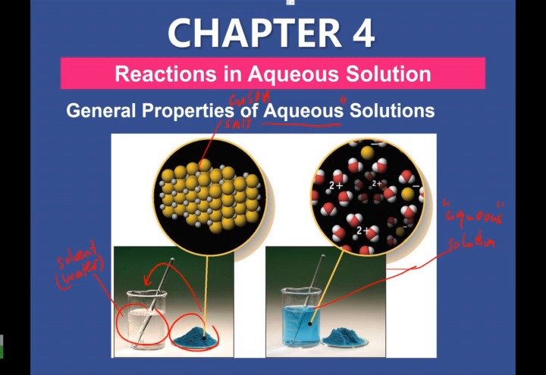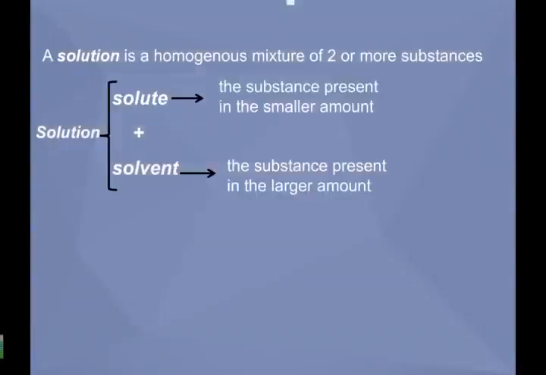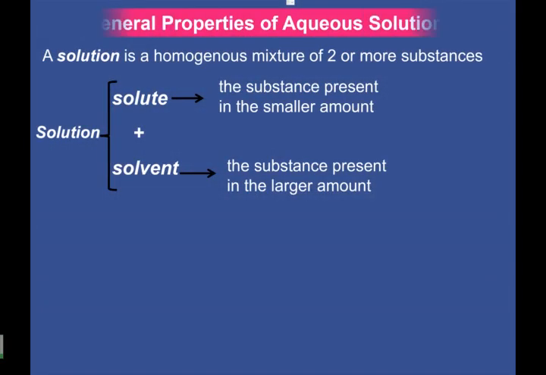By definition, an aqueous solution is a homogeneous mixture of two or more different substances. Based on the picture we saw just now, we have two different substances. One is known as the solute, one is known as the solvent. The solute will be your salt, and the solvent will be the water. And the solution that forms is known as a salt solution.